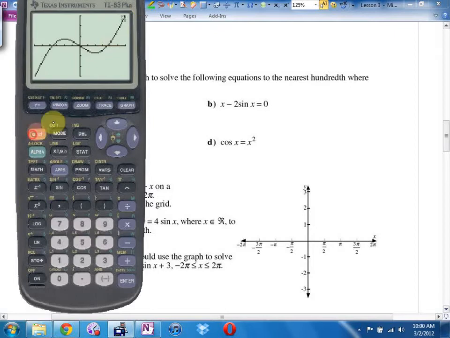Okay. Second function, trace, intersection. First curve, second curve. Guess. Click. There's the first one. And can you take it from there? I'm pretty sure 0.